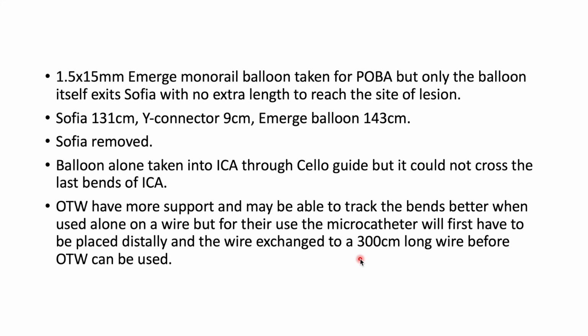This is one of the initial ICAD cases that I dealt with. I took a 1.5x15 Emerge coronary monorail balloon to do a POBA, but then I realized that hardly any of the balloon came out of the Sophia because there was no shaft length left to come out with the balloon. So the balloon could not reach the site of the lesion because the Sophia would not track up. As I showed earlier, Sophia stopped much earlier, and we had to take a stent retriever up there. So the Sophia is way down in the ICA. The balloon hardly exits the Sophia. Why does it hardly exit the Sophia?